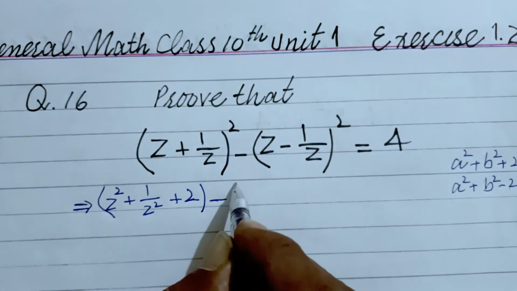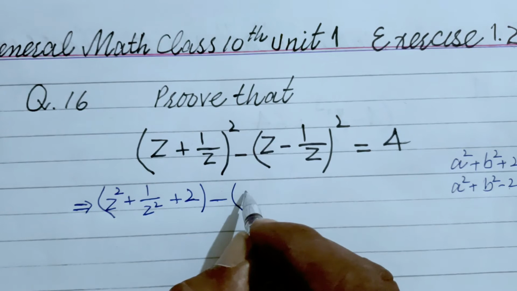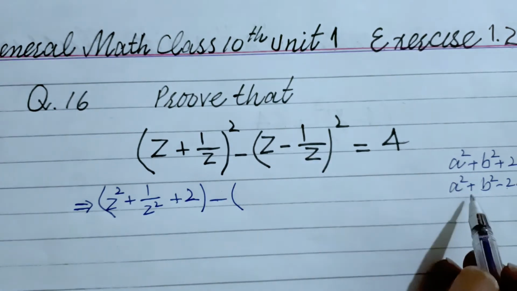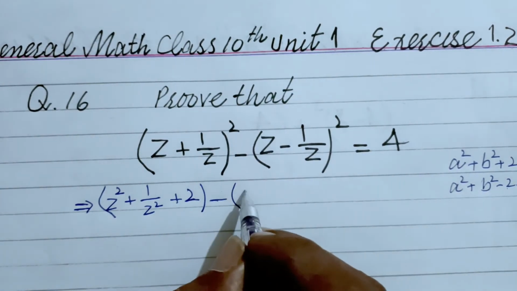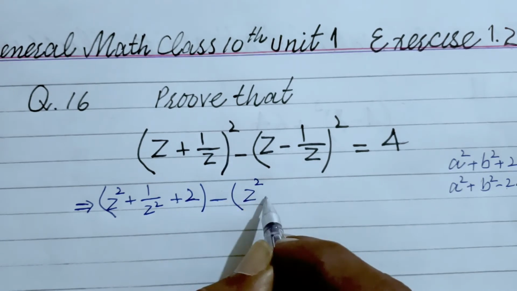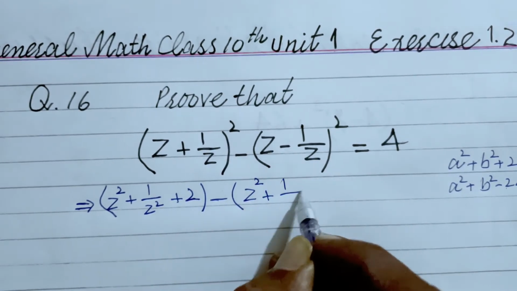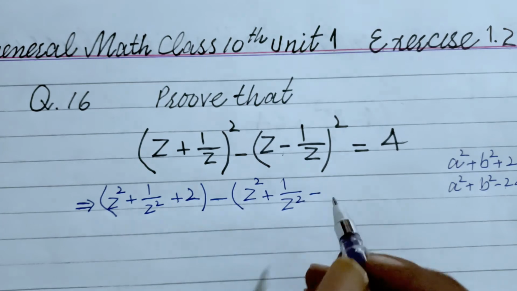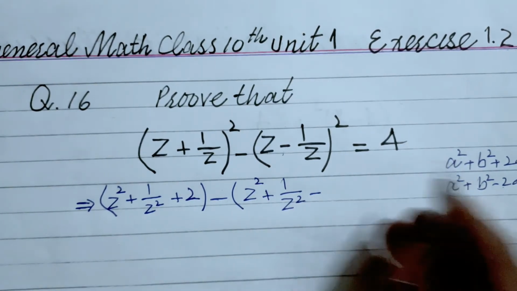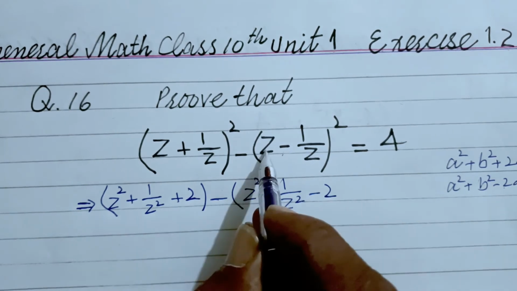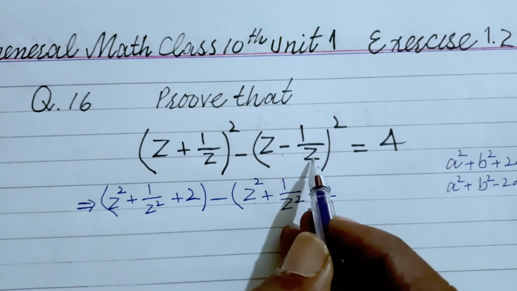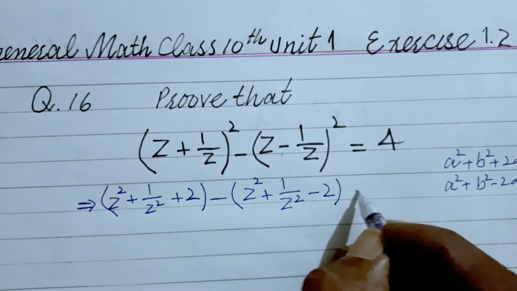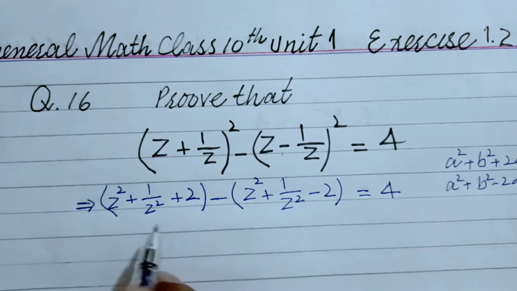Minus another square, it will also be opened according to this rule: z square plus 1 over z square minus 2 according to the rule, and the z and 1 over z will be divided, equal to 4.